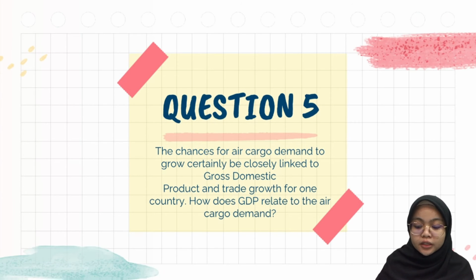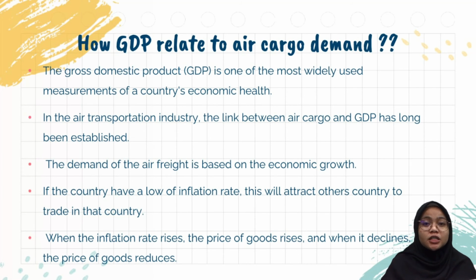For the fifth question, I need to explain how GDP, gross domestic product, is related to air cargo demand. The gross domestic product (GDP) is one of the most widely used measurements of a country's economic health. It is because it measures the entire dollar worth of all products and services generated by an economy over a certain time period. GDP is the most closely followed and essential economic statistic for both economists and investors. GDP is very related to the economy.